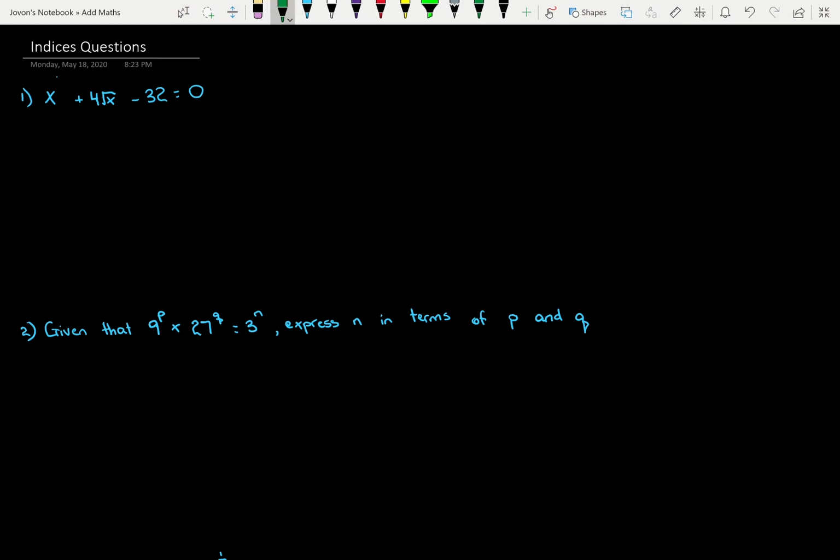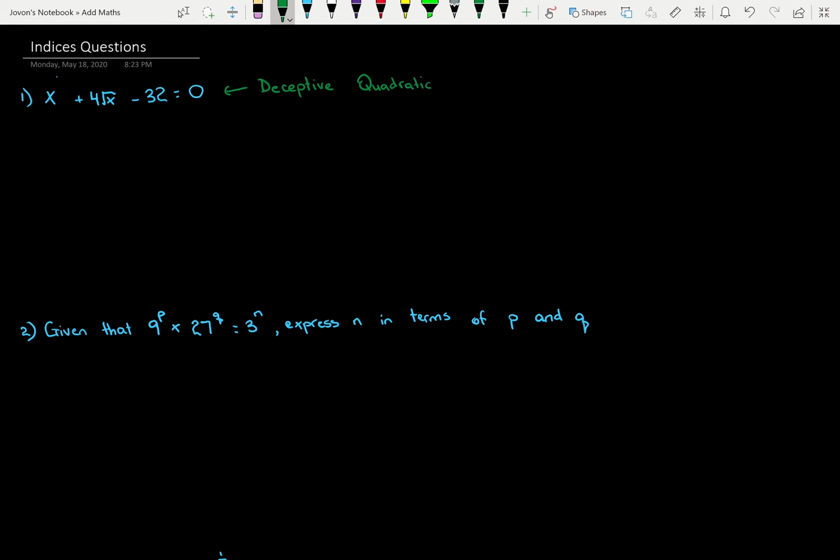Okay, so we have x plus 4 root x minus 32 is equal to 0. Okay, and we want to find the value of x for which this function exists. Now, this is a really common question, and what we call this is a deceptive quadratic. Okay, this is really a quadratic here, right? But we say it's a deceptive quadratic because you have to convert it into quadratic form.